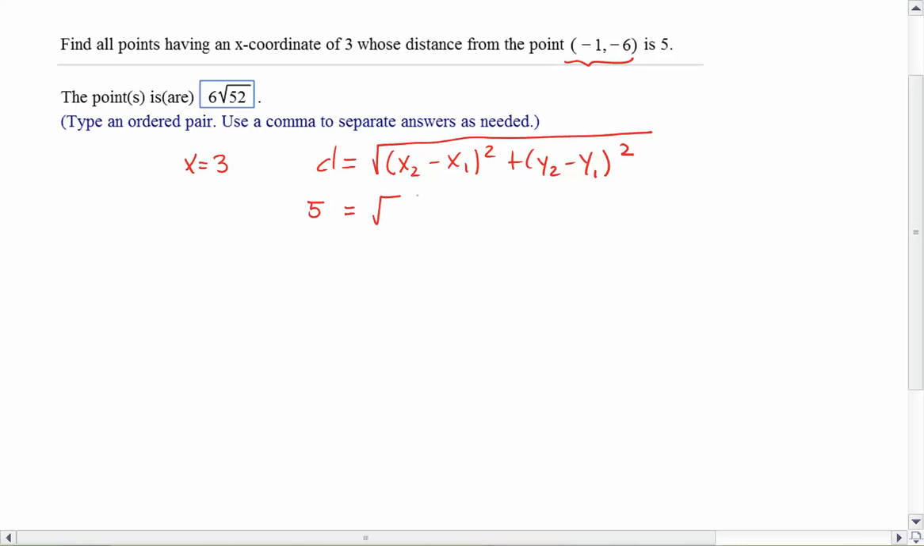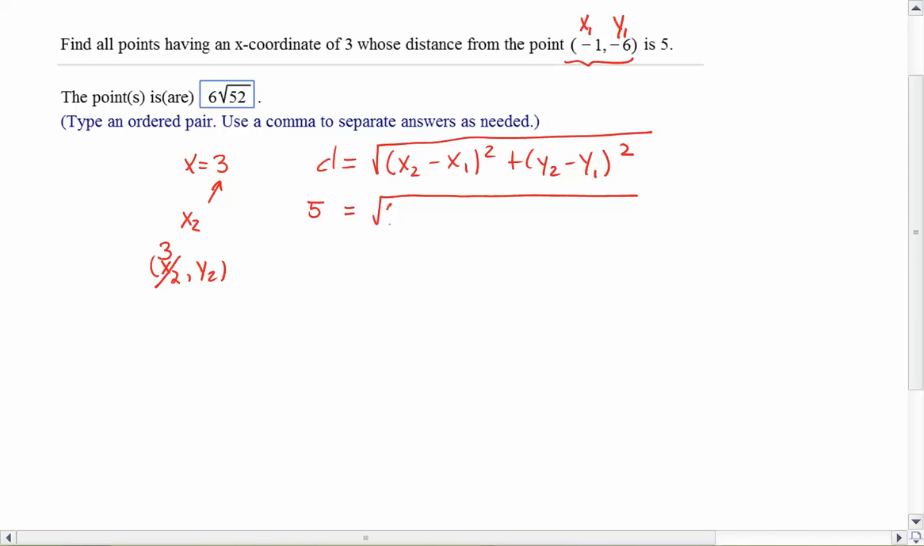The square root of, now we know one of the points is (-1, -6). Let's use this as x1 and y1. And since we're looking for a point whose x value is 3, then we're going to say that this is the x2 of the point we're looking for. So we're looking for x2, y2 that satisfies this last statement, that the distance from the point is 5. Now we know that the x-coordinate has to be 3, so that's why I'm putting it in right there.